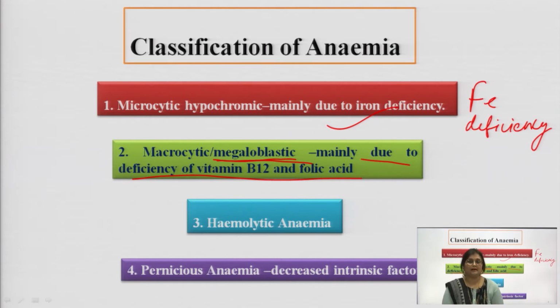What is meant by macrocytic or megaloblastic anemia? Well, this is the condition where the size of RBC is increased. There is an increase in the size of RBC. This increase in the size of RBC leads to a decrease in the count of RBC.